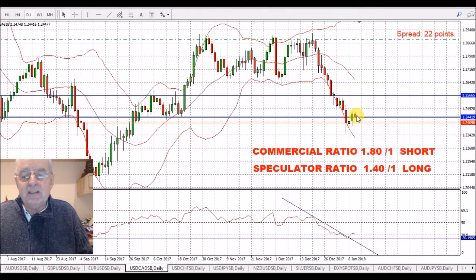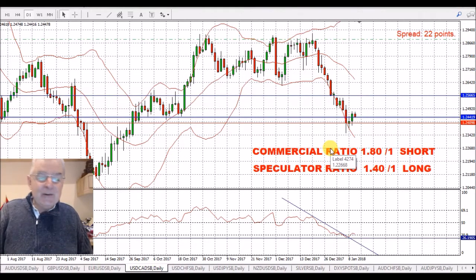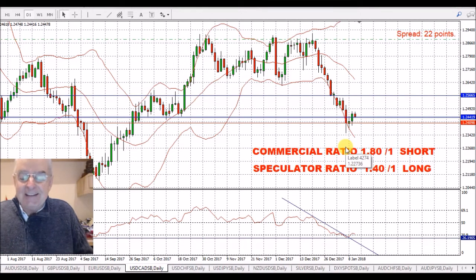USD Canadian dollar, same again. 2 days of strength, a little bit of weakness today. Back down onto support. We've got a commercial short ratio of 1.8 for the Canadian dollar. We've had a bit of strength in the oil price, and I have just put another short trade in oil, and that is at a slight loss at the moment. We'll see how that goes.